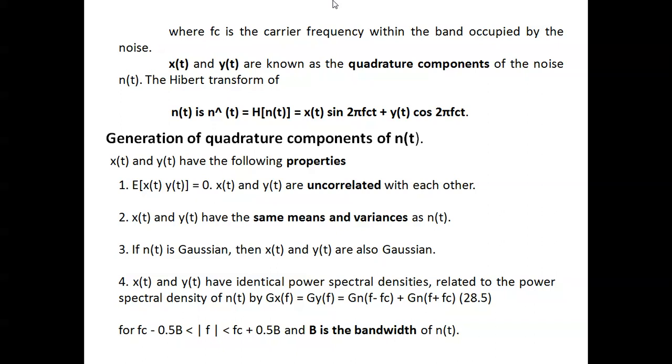You know what correlation means: autocorrelation, covariance, everything we studied in the earlier unit. And this expectation of x and y is equal to 0, so they are uncorrelated with each other. The property is that x of t and y of t have the same mean and variance as n of t. If n of t is Gaussian, consider that the narrowband noise representation n of t is Gaussian, then x of t and y of t are also Gaussian.